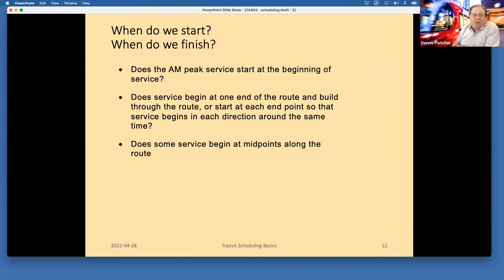All of these questions are determined by the scheduler, and the decisions that are to be made are as many as there are buses on the route. Each bus has to have an in-service time, each bus has to have an out-of-service time and point, and the scheduler has to make all of these decisions.